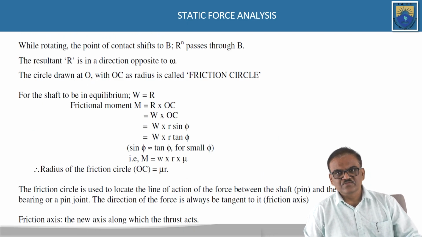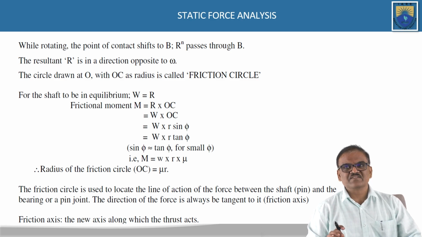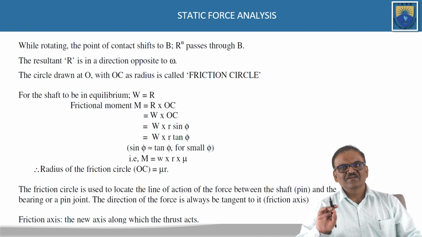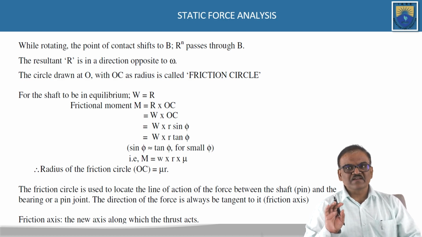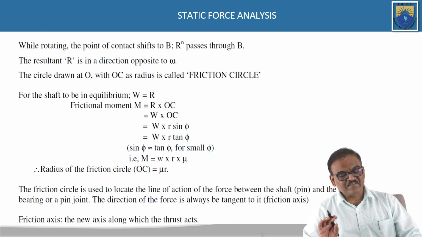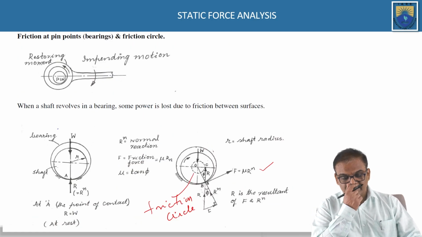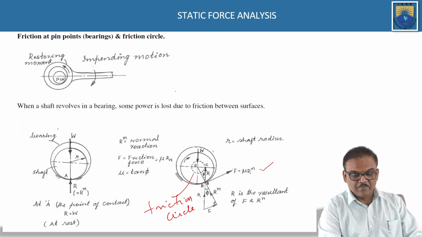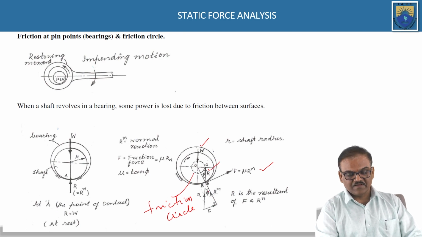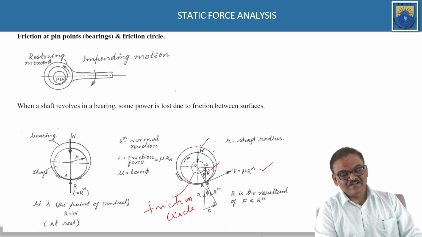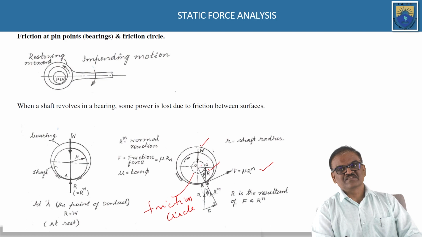The friction circle is used to locate the line of action of the force between shaft and the bearing or a pin joint. The direction of the force is always tangent to the friction circle. The friction axis is the new axis along which the thrust acts. Here, the point to be observed is that W is in the same direction, but the reaction is shifted. The normal reaction is there, but the resultant reaction R is shifted and it is tangential to the friction circle.